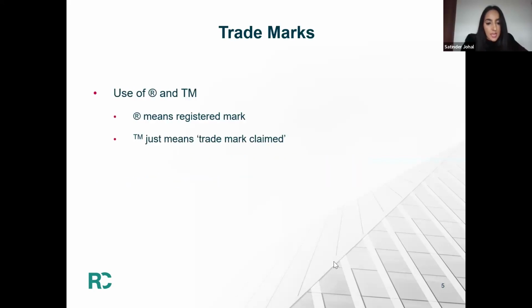As you'll see on the slide, the sign, a circle with an R, you can see this on certain goods and services. This means the trademark is registered. Use of this sign for an unregistered mark is a criminal offence. You can also see the sign TM, which is usually used in connection with an unregistered trademark, and there are no rules around the use of TM.